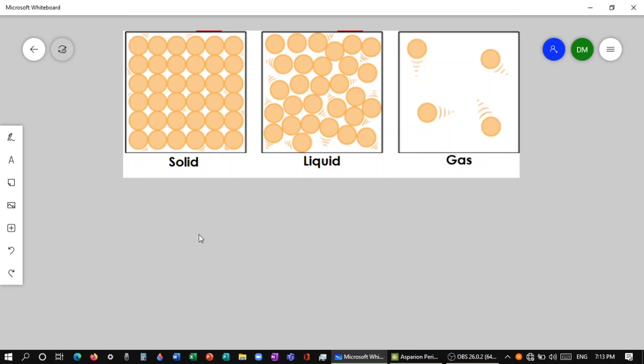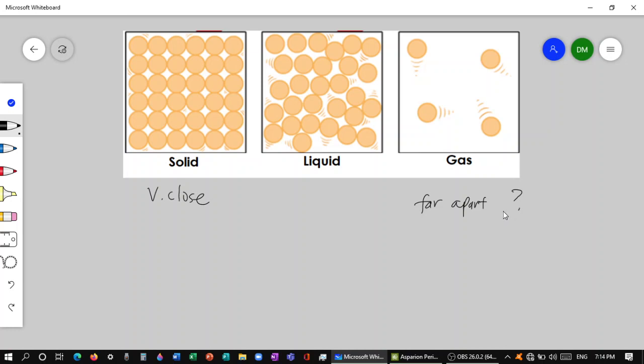Our next topic has something to do with these models over here. These models show the particles of solids, liquids, and gases. For solids, it's obvious that the particles are very close to each other, while the particles of gases are far apart from each other.